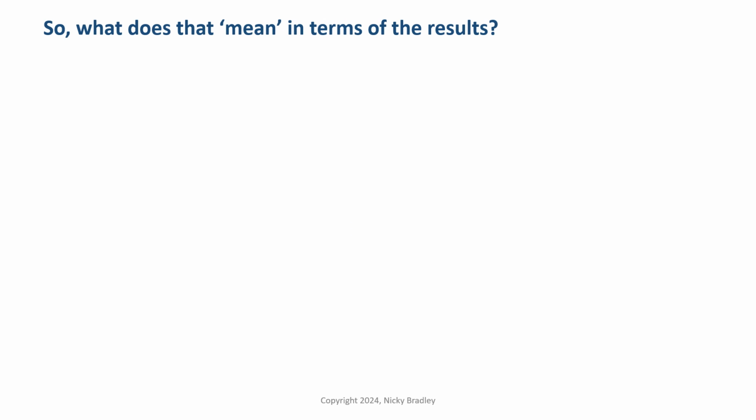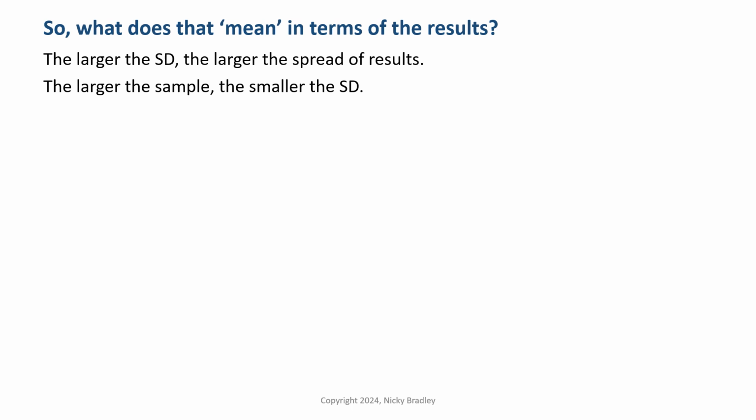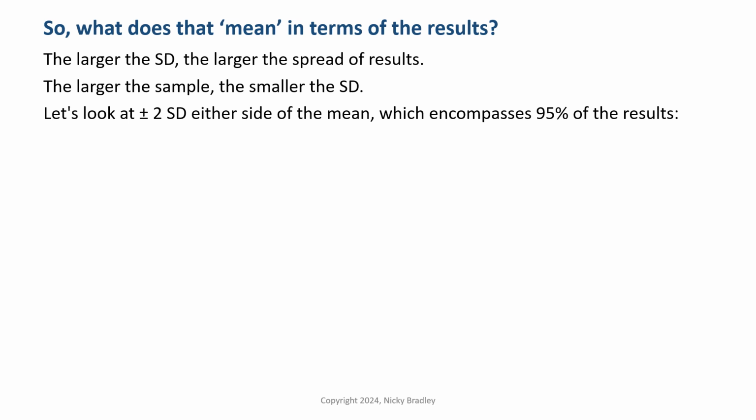So, okay, what does this mean in terms of the results? Well, what we can tell is that the larger the standard deviation, the larger the spread of results. What also tends to happen is the larger the sample, the smaller the standard deviation. Okay, so if you remember, our ±2 standard deviation either side of the mean gave us 95% of our results.